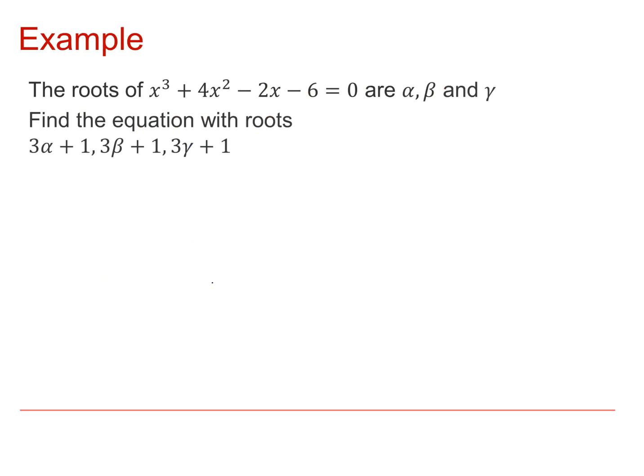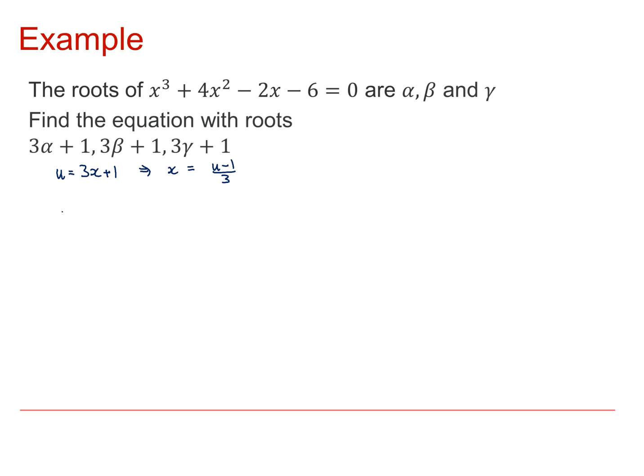Here's another example. This time I want the equation with roots 3 alpha plus 1, 3 beta plus 1 and 3 gamma plus 1. To do this, I'm going to use the substitution u equals 3x plus 1. And that means that x is equal to u minus 1 over 3. We can now substitute for x in the cubic equation. Pause the video while you work through this.